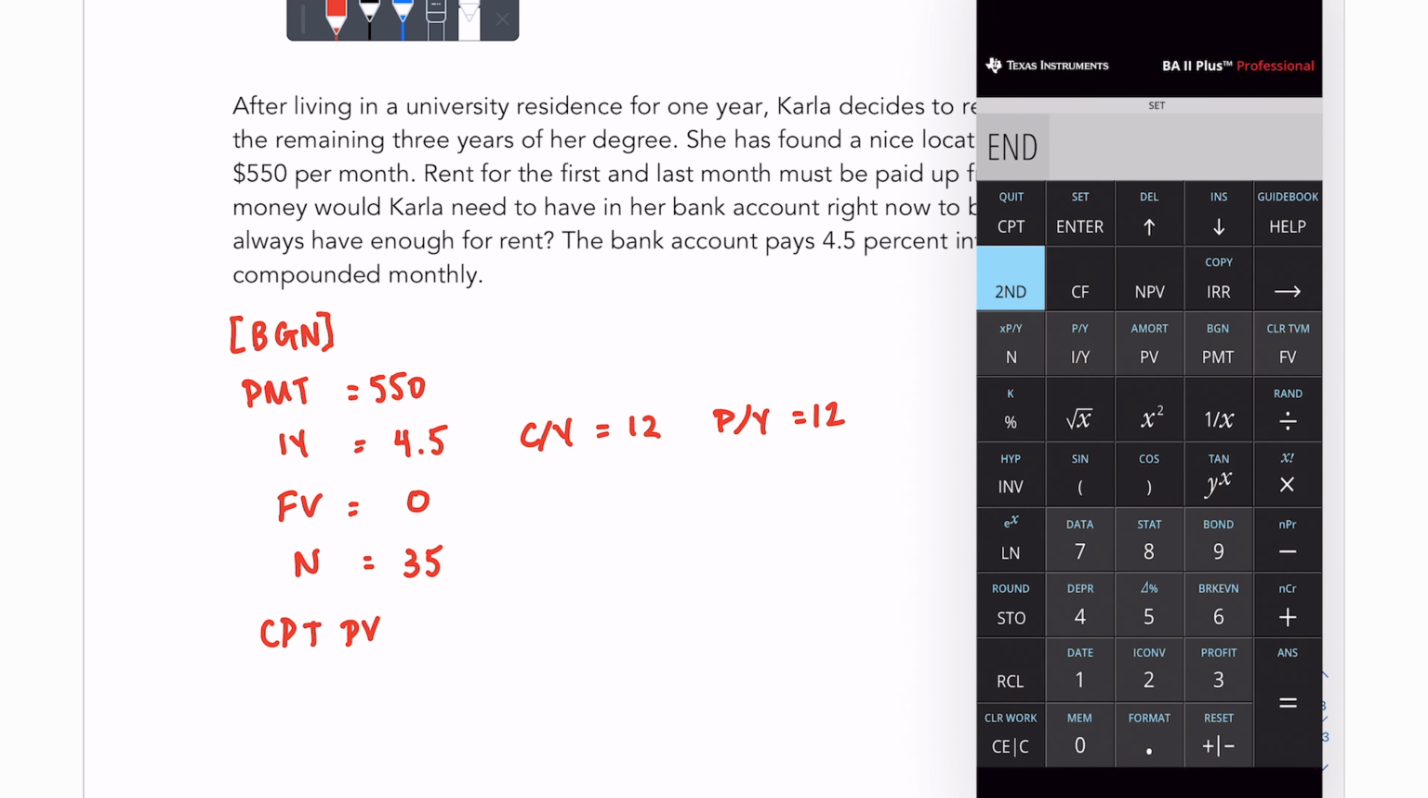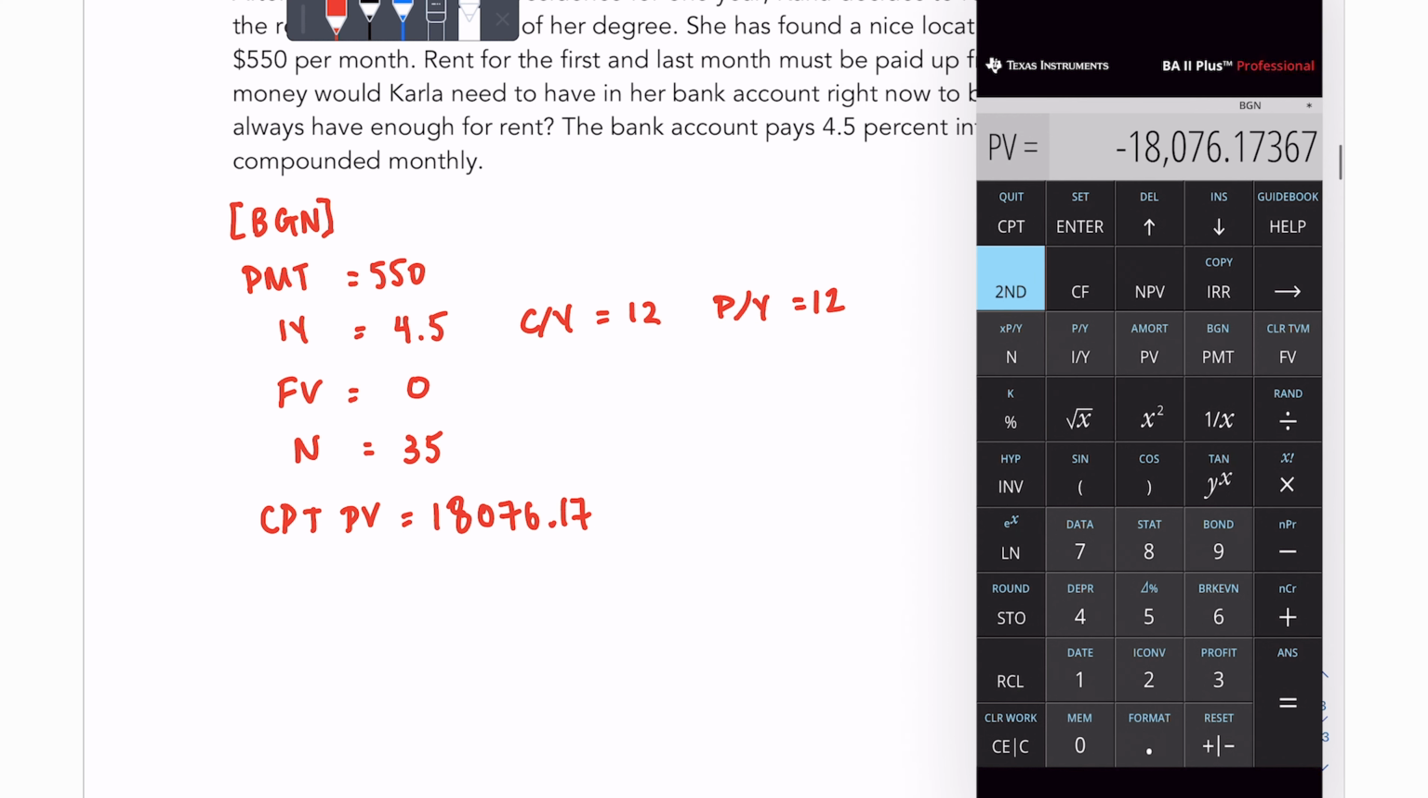So second payment, second enter to turn on BGN. 550 is your PMT. 4.5 IY with monthly payments and monthly compounding. 0 future value, 35 N, compute present value. So the present value is $18,076.17. So that would be the present value of 35 months of rent. And we're going to add to that the extra payment that needs to be made at the beginning.